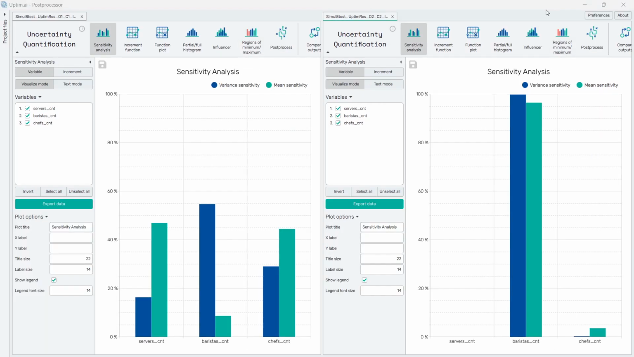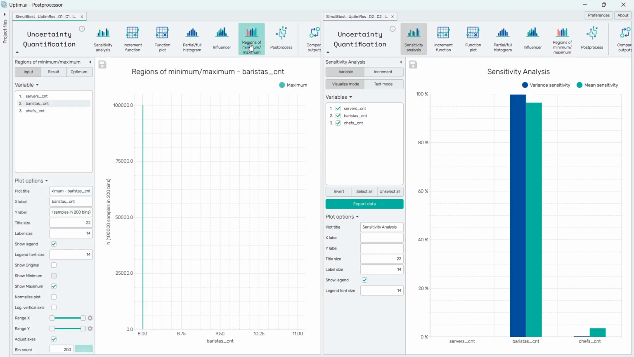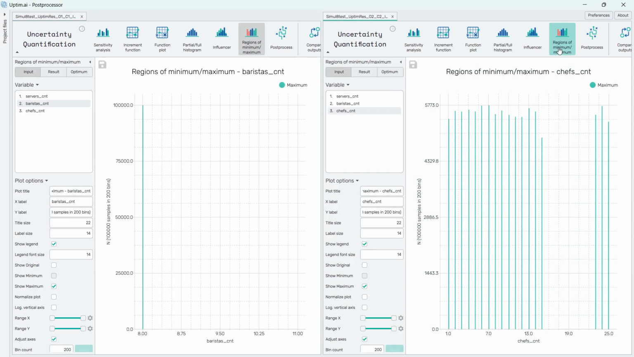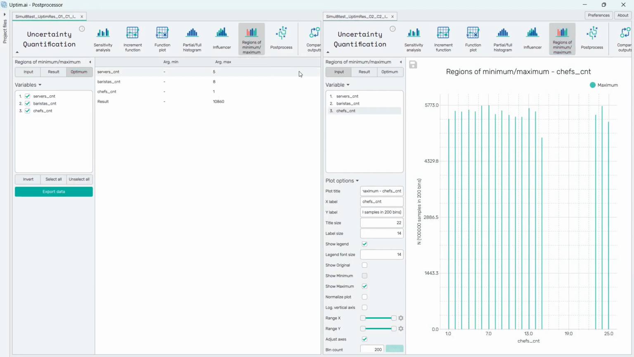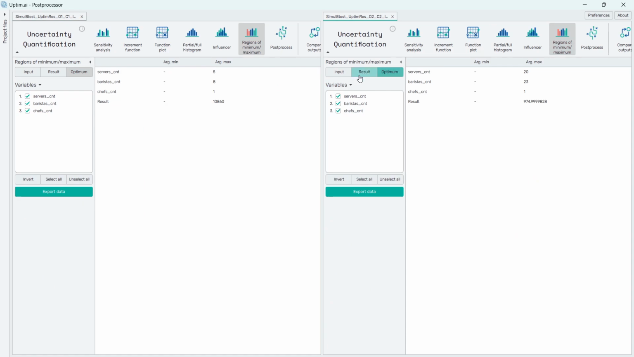However, if we just simply wanted to see the optimum for each of the parameters and the outputs, we can go to the regions of minimum and maximum, which in an engineering sense tell us usually the best numbers. And even here, we can kind of see the divergence between the two outputs. To maximize profit, we have some combination of servers, baristas, and chefs.